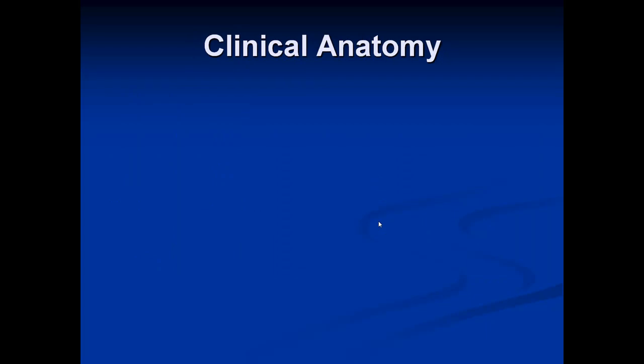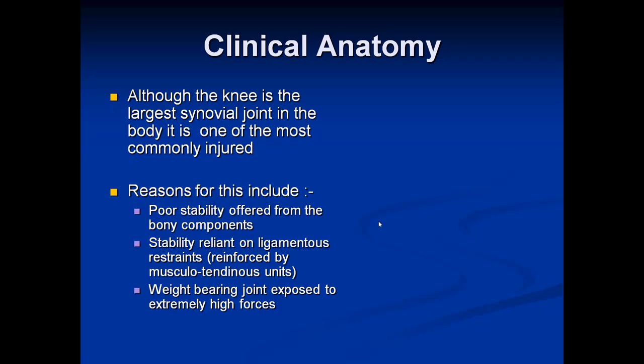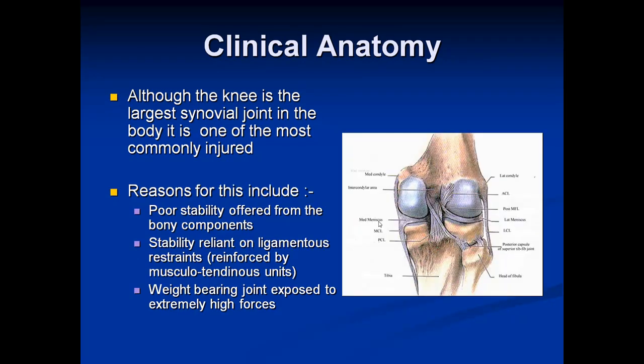First of all, I will very briefly skip over some of the clinical anatomy. If you want to review this in more detail, please refer to the slides that are relevant. The knee is one of the largest synovial joints in the body, but it is also one of the most commonly injured. Reasons for this include poor stability offered from the bony components, stability reliant on ligamentous restraints, and the weight-bearing joint is exposed to extremely high forces.